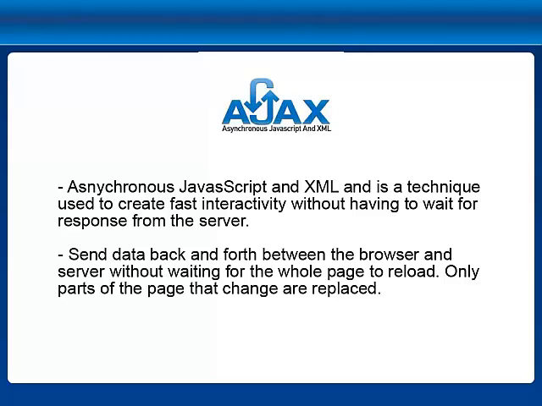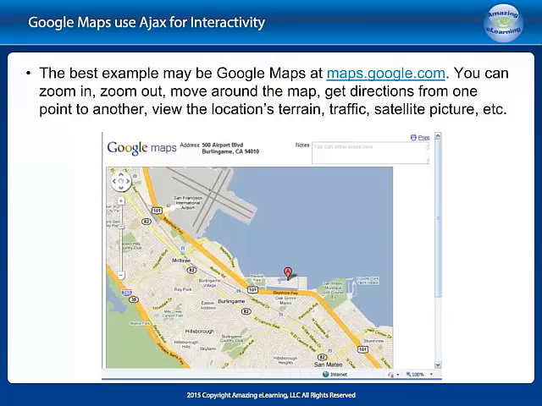In fact, several requests can be run while you're scrolling, zooming, etc., as those other parts are loaded in the background. The best example may be Google Maps at maps.google.com. You can zoom in, zoom out, and move around the map, get directions from one point to another, view the location's terrain, traffic, satellite picture, etc.